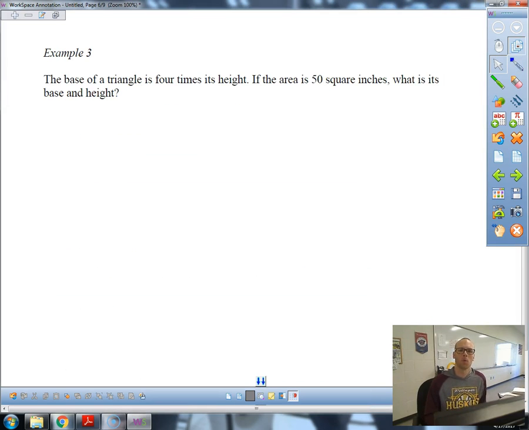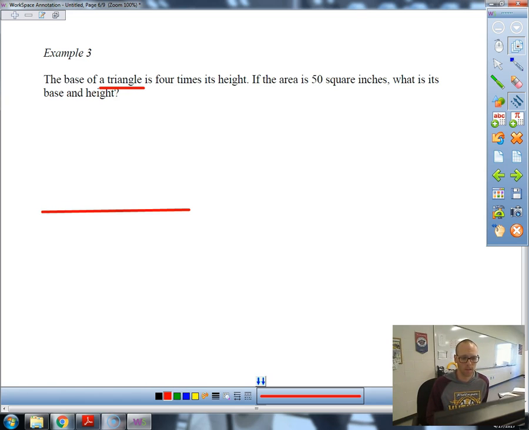All right, switching up question type here a little bit. The base of a triangle is 4 times its height. If the area is 50 square inches, what is its base and its height? Notice in this problem, I give you the area. We're working backwards. I want to know the base and the height. Now, we're working with the triangle here, and the base of the triangle is 4 times its height. That does not tell us what type of triangle it is. It could be a right triangle. It could be an oblique triangle.